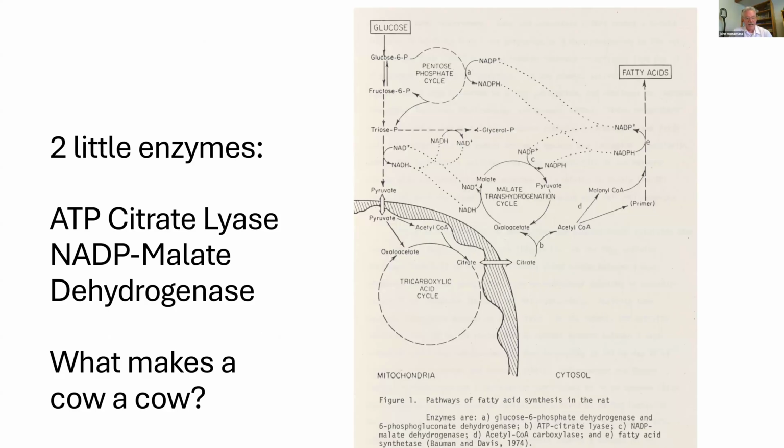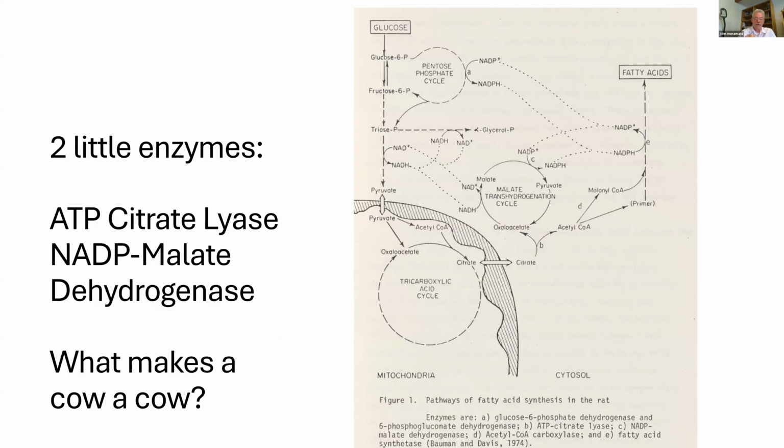So I literally had the University of Illinois scan my thesis into a PDF because the actual thesis was long gone. My major professor, who I'm going to introduce in a minute, spent his early career looking at the biochemistry of the mammary gland and the adipose tissue. And he discovered back in the early 70s two enzymes that make a cow a cow.